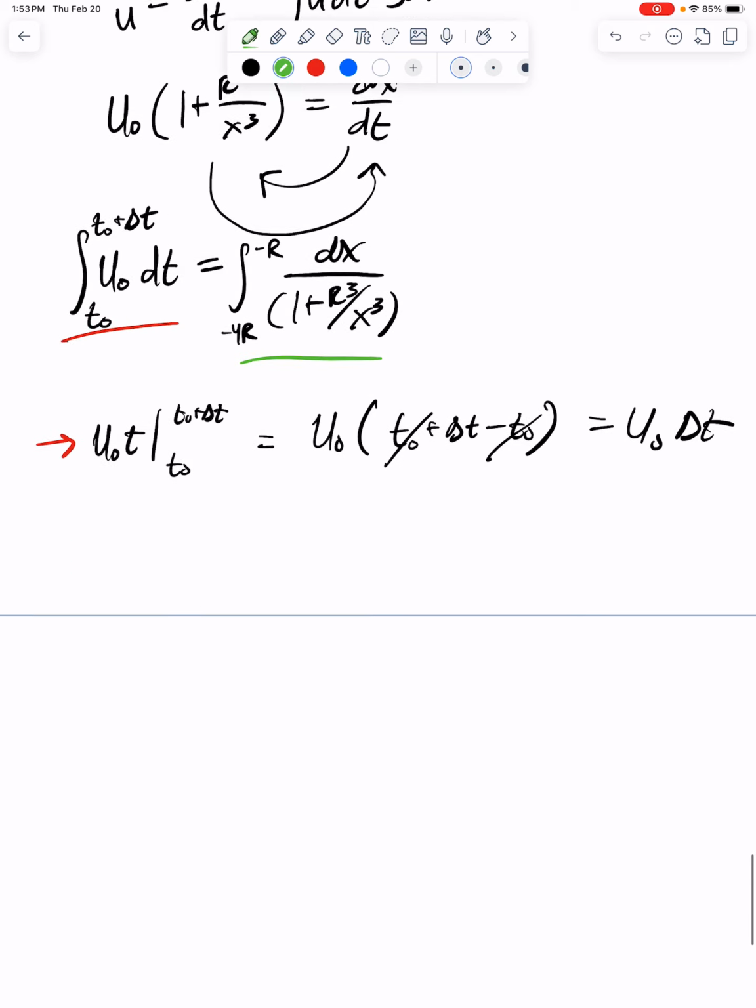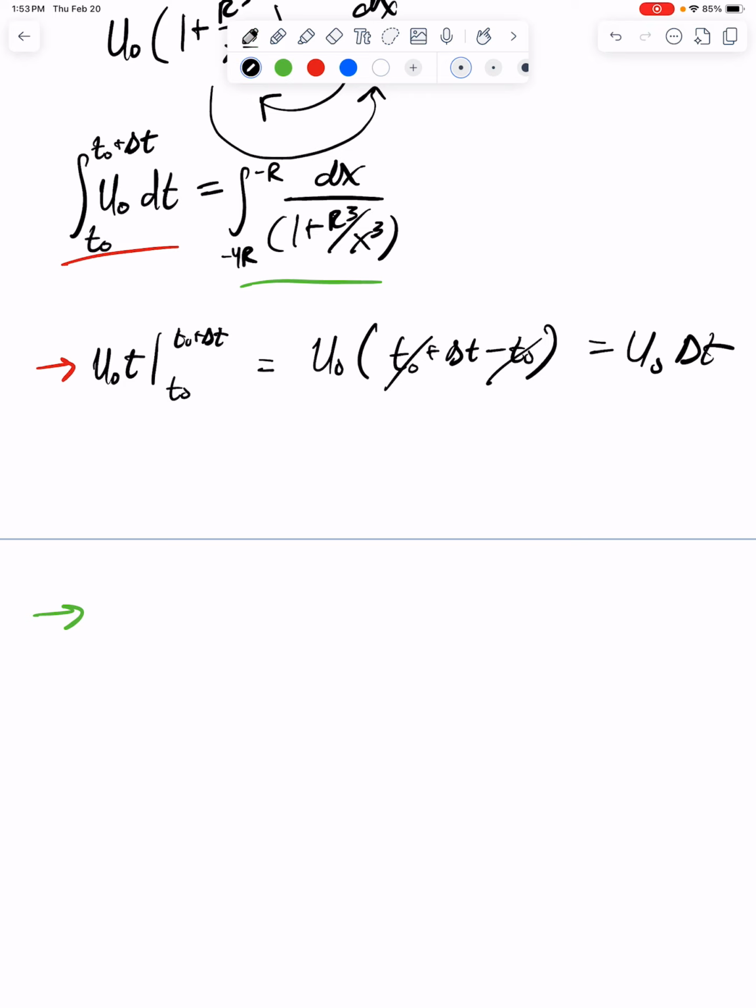The right-hand side is a different story though. So here's how it works. I'm first going to multiply both numerator and denominator by x to the power of 3 to simplify this integral.